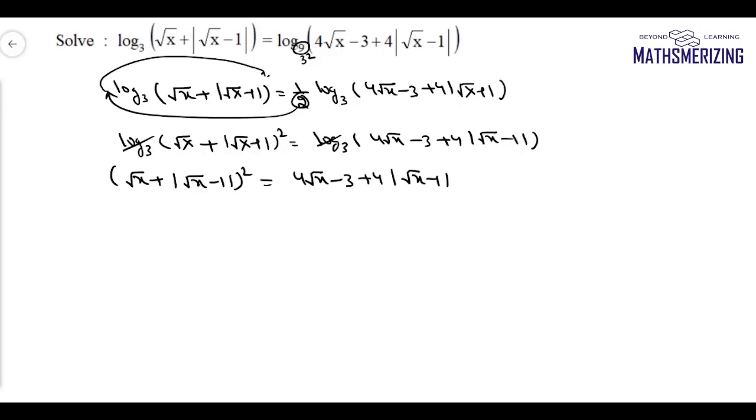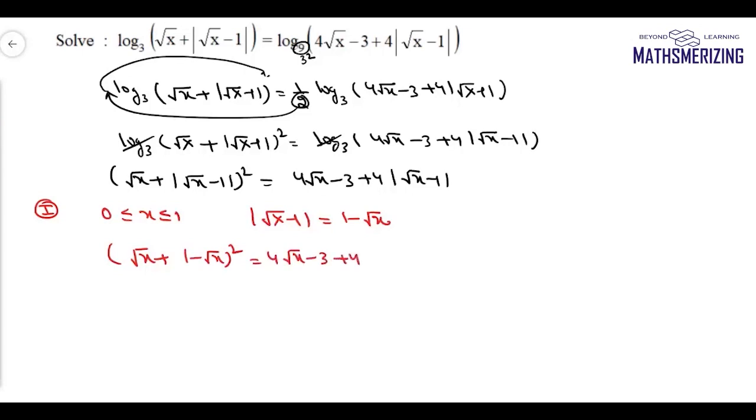Now I'll take two separate cases. Case 1, when x lies between 0 and 1. When x lies between 0 and 1, then in that case mod of under root x minus 1 is simply 1 minus under root of x. So I can write it as under root x plus 1 minus under root x whole squared, and this is 4 under root x minus 3 plus 4 times 1 minus under root of x.